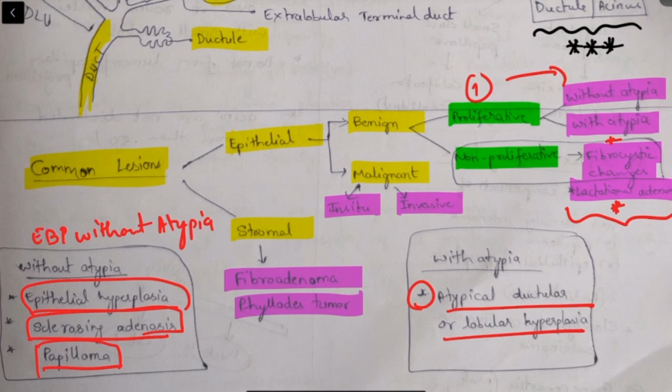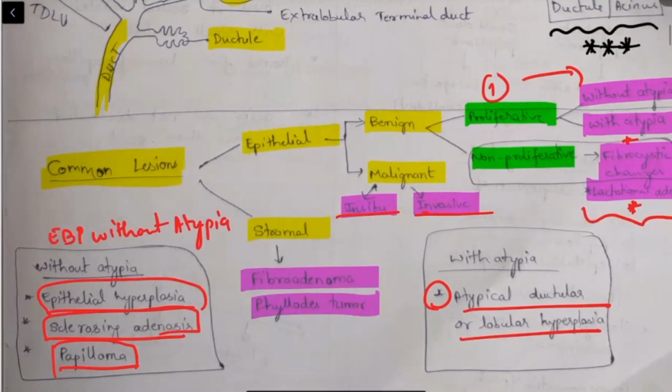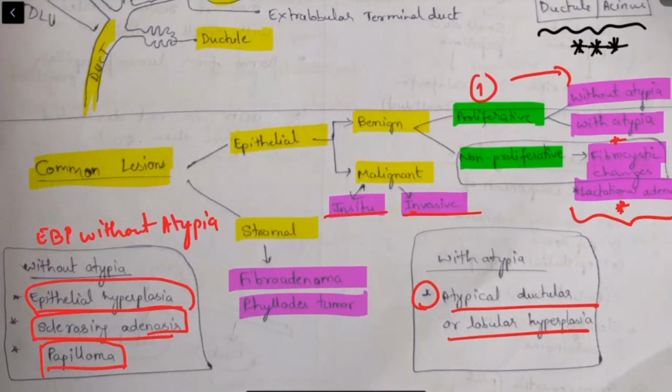Okay, now the next one we are going to is malignant conditions, that is in situ carcinoma and invasive carcinoma. At last we will be covering the stromal conditions also, like fibroadenoma and phyllodes tumor. I have skipped this one because it is not of much significant importance.